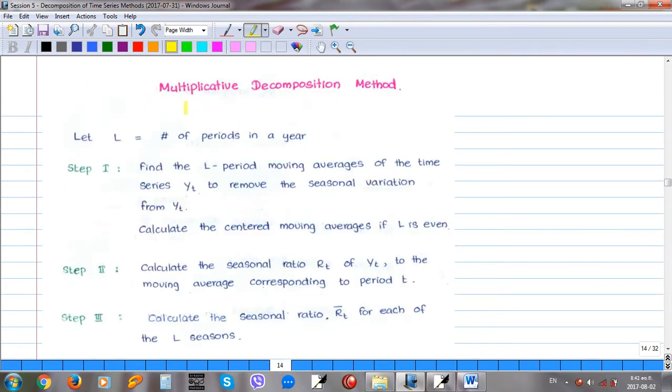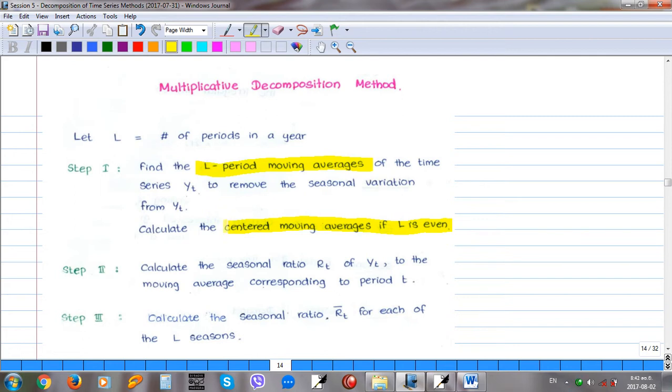Now we can learn the multiplicative decomposition model step by step. Let L be the number of periods in a year. There are 9 steps in the multiplicative decomposition model. First we identify how we can do the multiplicative decomposition model, then we can do an illustrative example. Step 1, find the L-period moving averages. First you have to find the L-period moving average of the time series Yt to remove the seasonal variation from Yt. Then calculate the centered moving averages if L is even.